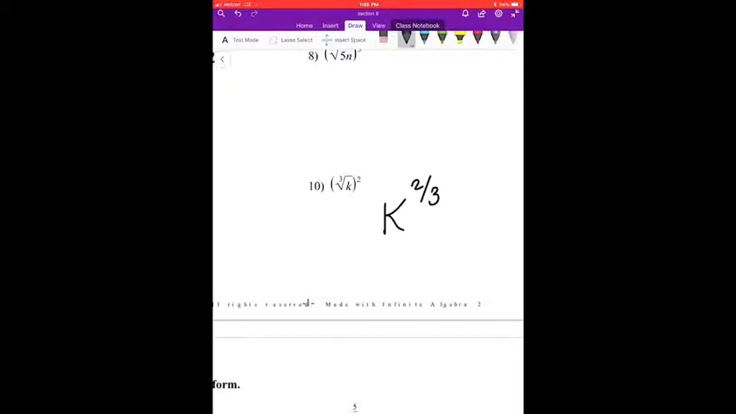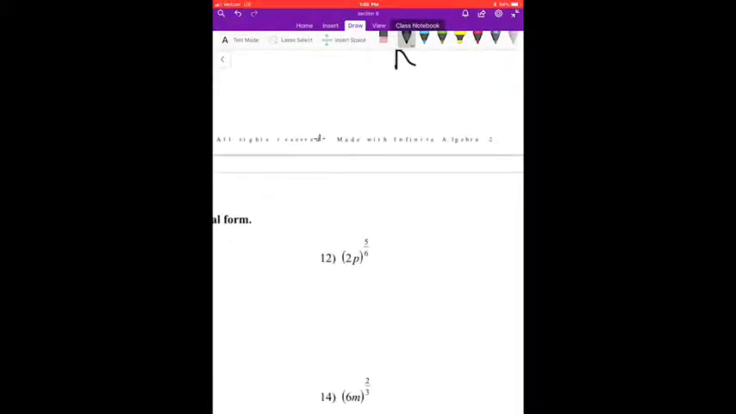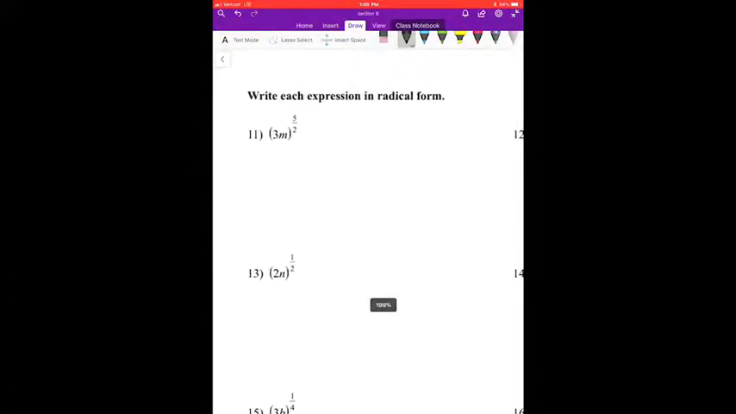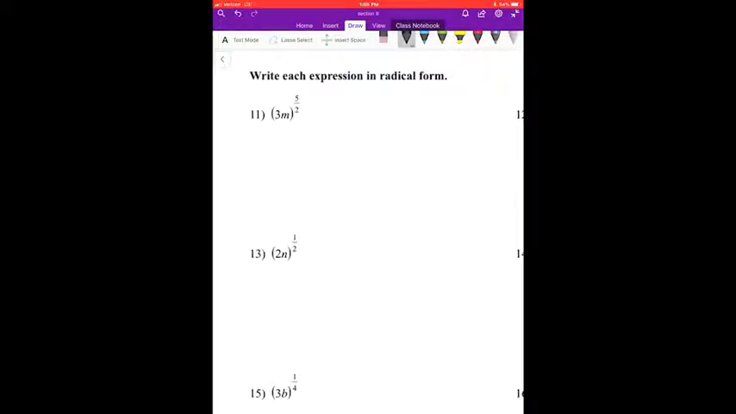That's all you're doing. I know there's 42 problems on this page, but several of them are just like that. Just convert to radical form or convert to exponential form. There's really no work to show on those. On the next page, 11 through 16, they're giving you the equation in exponential form, and they want you to rewrite it in radical form.